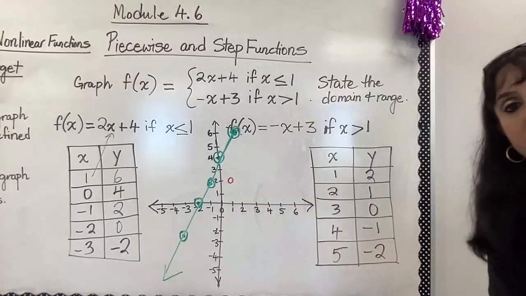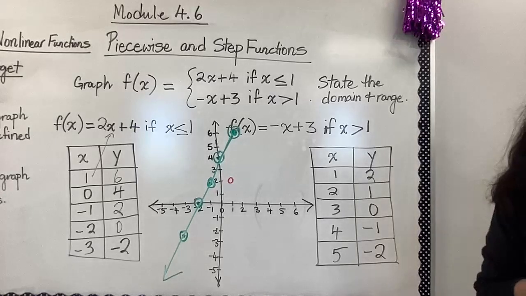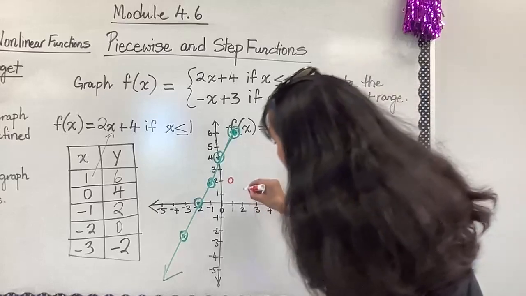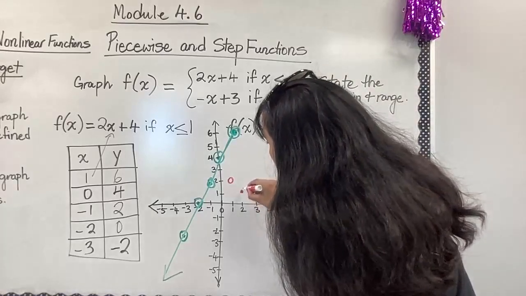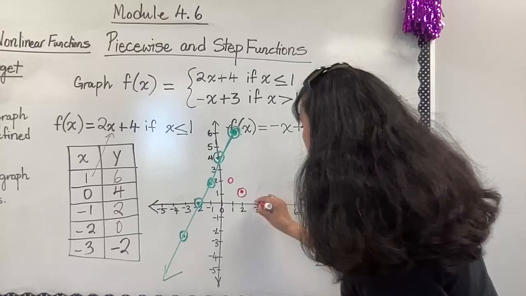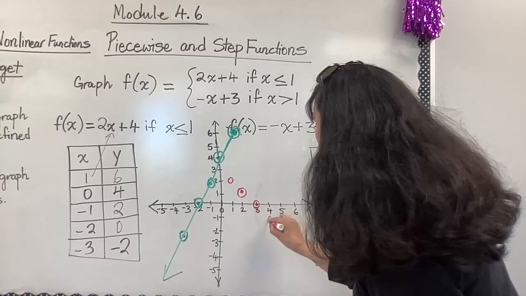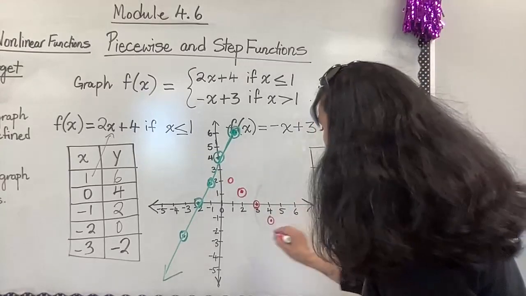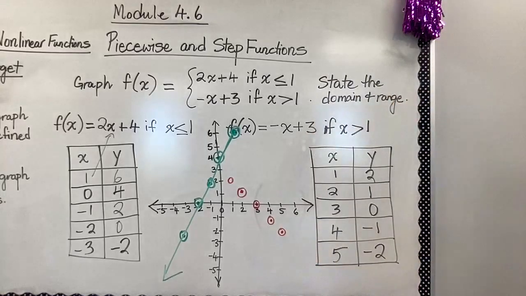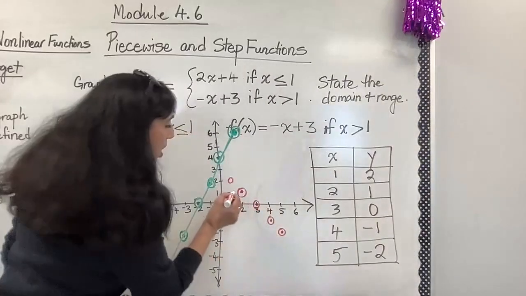That's an open circle. And then we are going to plot all the others. So we have 2, 1. Then I have 3, 0, which is here. Then I have 4, negative 1, which is here. And I have 5, negative 2. Okay, so once I have this, once again, I am going to connect those dots.